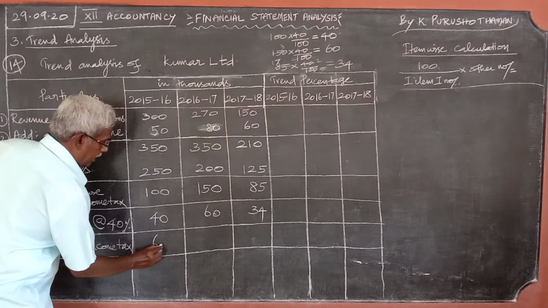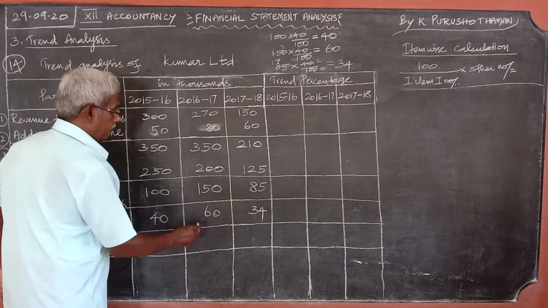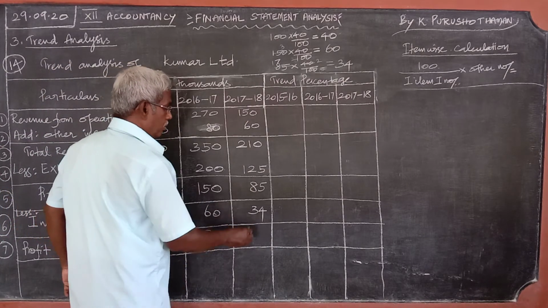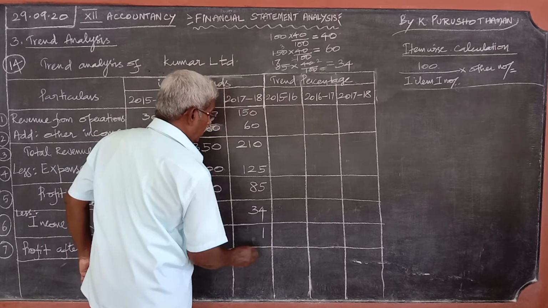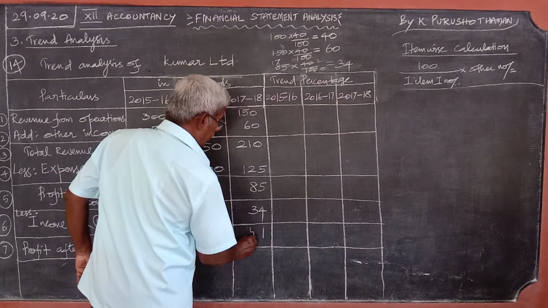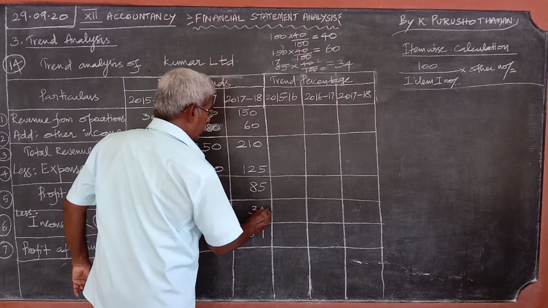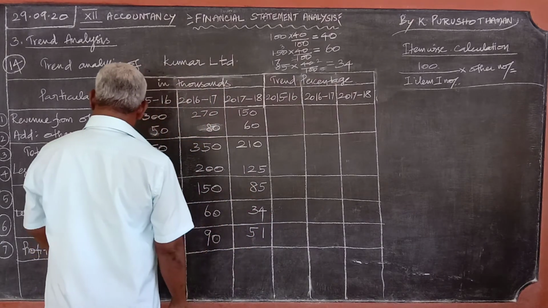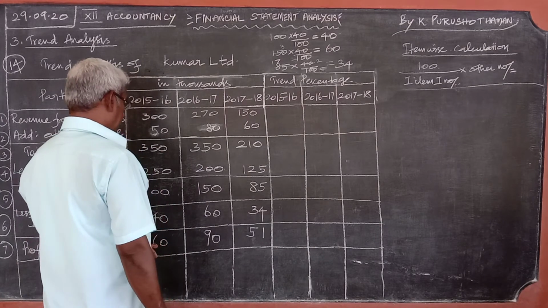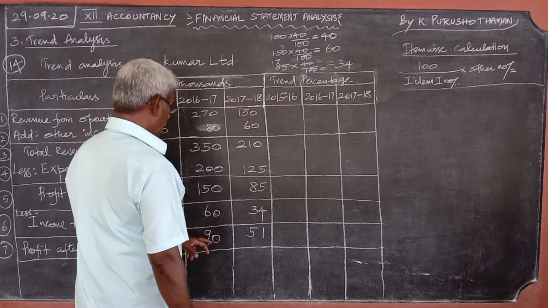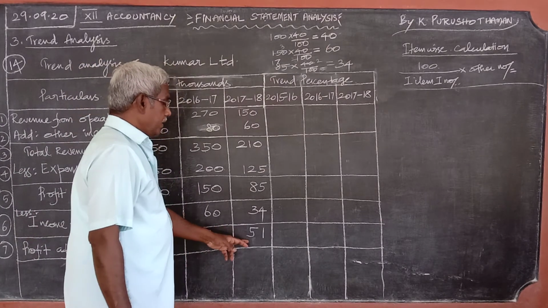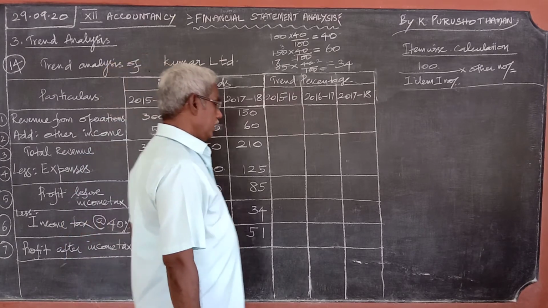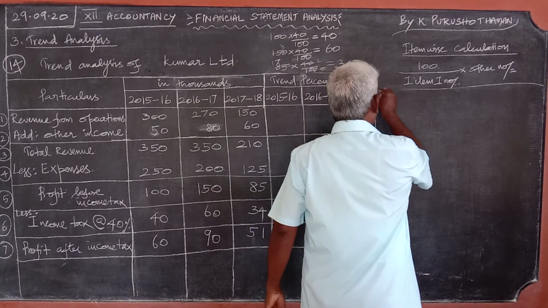100 minus 40, 60. 150 minus 60, it is 90. 85 minus 34, 5 minus 4, 1. 8 minus 5, 3, 5. Right. This is the amount of profit. This 60,000 first year, 90,000 second year, third year 51,000. This is the profit. Now we should calculate the percentage.